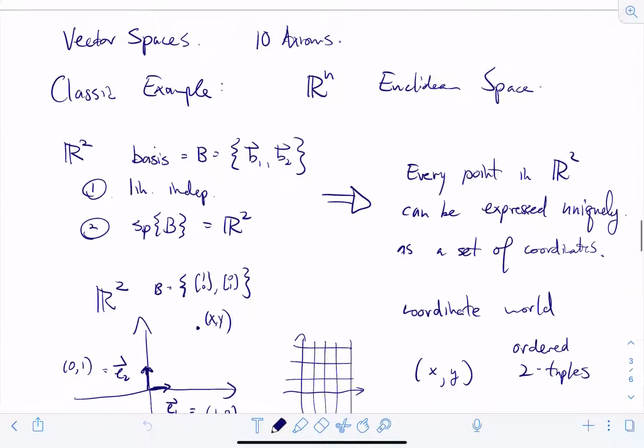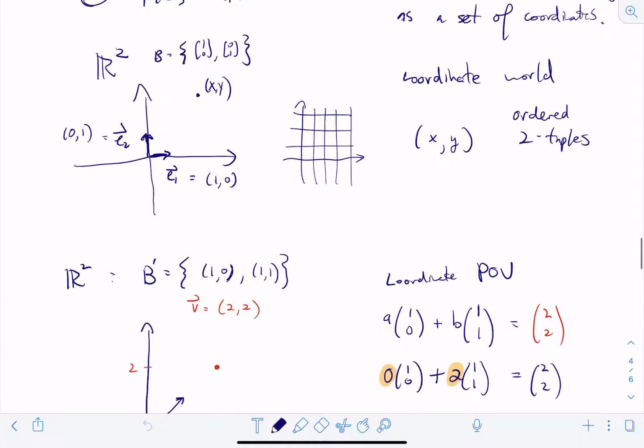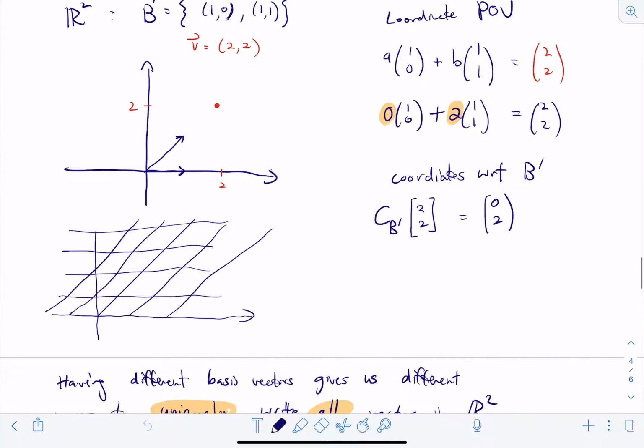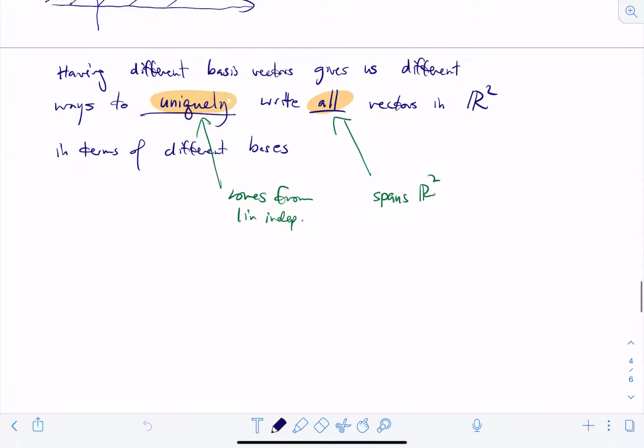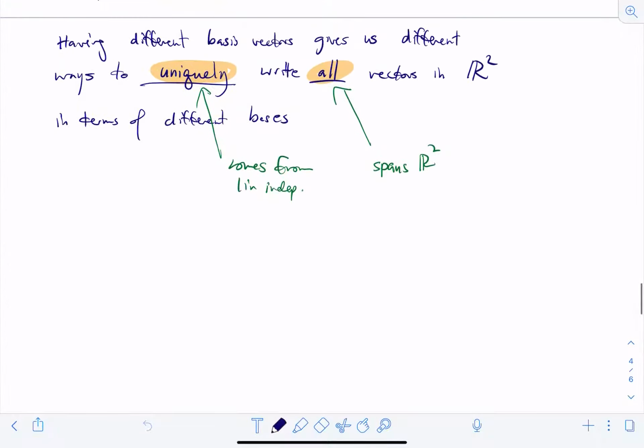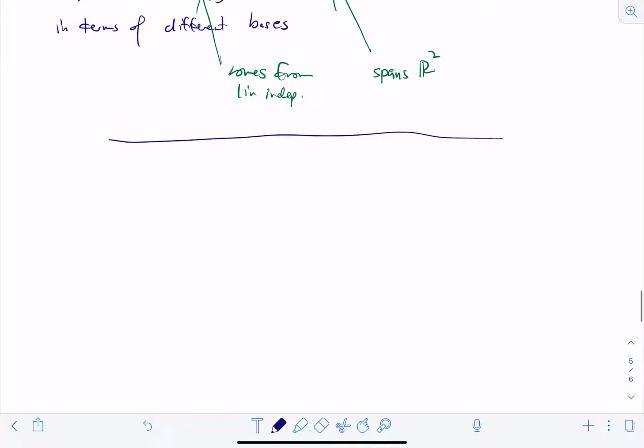We switched to talking about vector spaces, and we started to talk a little bit about coordinates. And we saw that the great thing about having a basis is that we can write every vector in a vector space uniquely. Okay? So, let's continue from this point.